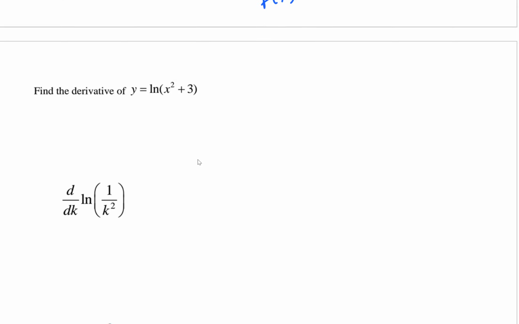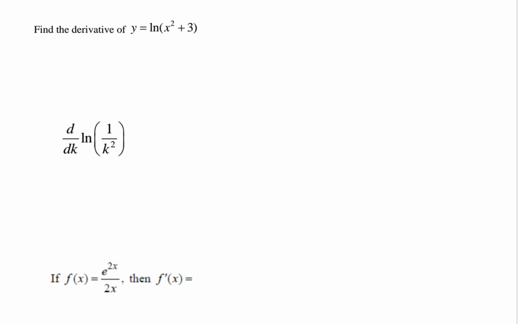So let's do a few examples. They want me to take the derivative of this. Again, the derivative of natural log is 1 over the inside times the derivative of the inside. In this case, that'll be 2x. So you get 2x over x squared plus 3.